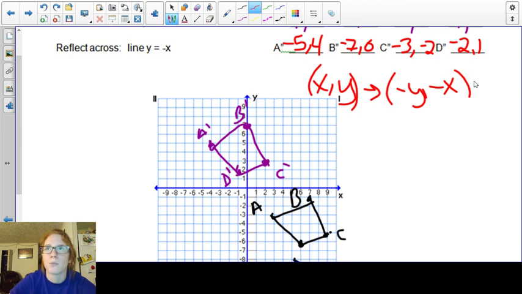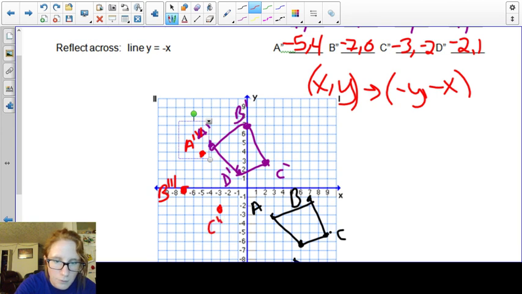Scroll down a little bit so I have more room. I can utilize that third quadrant down over here. So I have -5, 4. I have -7, 0. Let's be triple prime. -3, -2. And -2, 1.